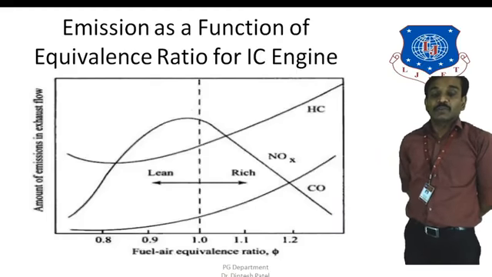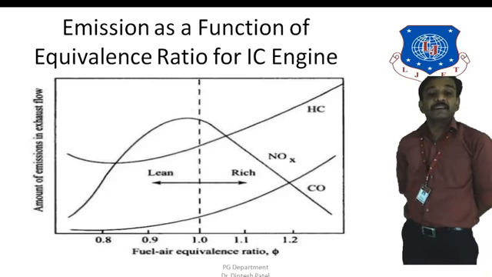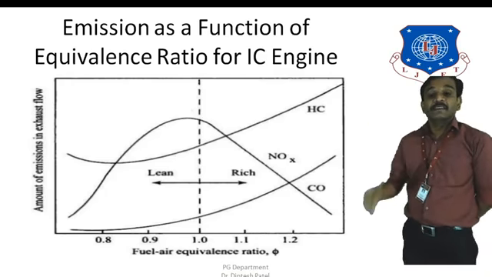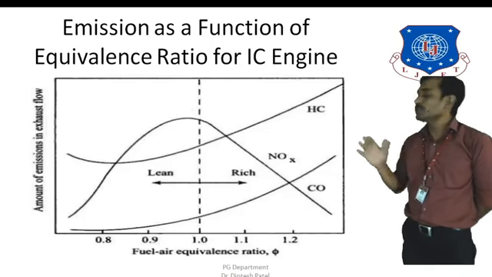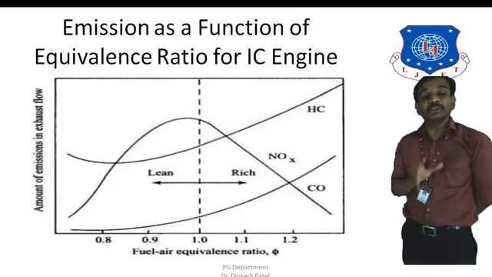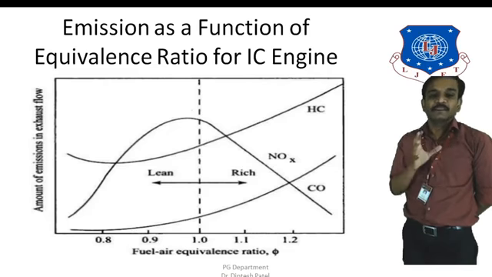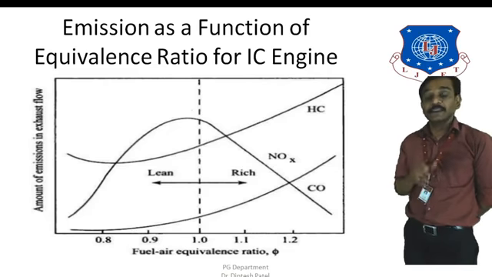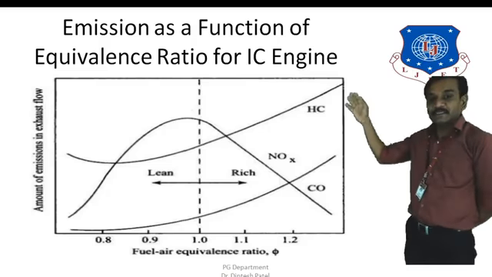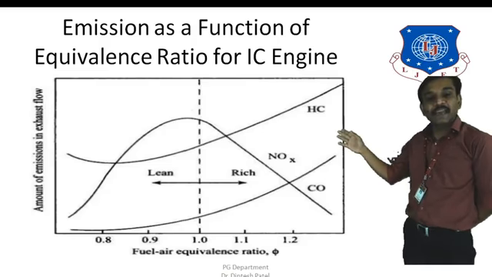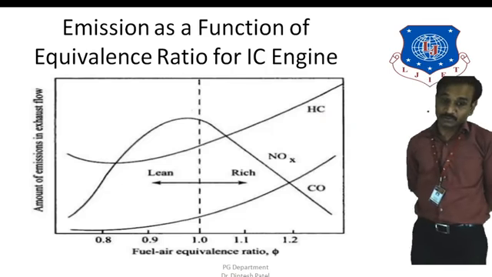But before we go through each of them, in this graph you see the effect of the equivalence ratio or air-fuel ratio on emissions. Here we are talking about the three major pollutants of the IC engine: hydrocarbon (HC), nitrogen oxide (NOx), and carbon monoxide (CO). On the x-axis is the fuel-air equivalence ratio, and on the y-axis, the amount of emission in the exhaust flow.